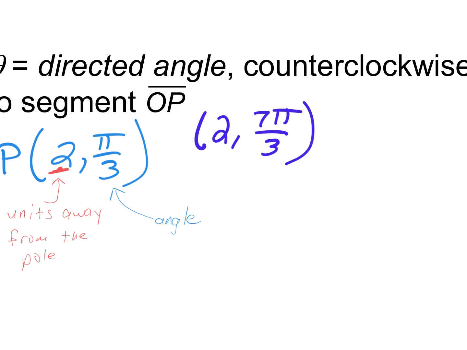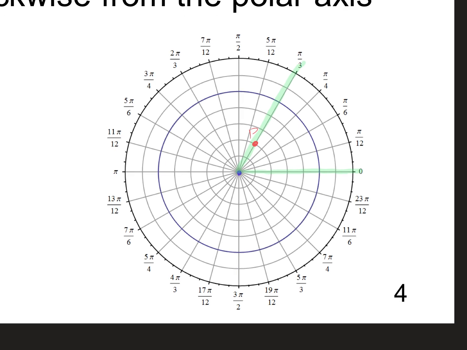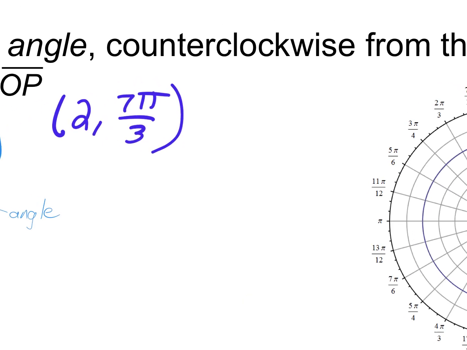So first thing we do is look for what? 7 pi over 3. So I look on my polar coordinate. Where is 7 pi over 3? I don't see it. Nowhere to be seen. Why is it nowhere to be seen? Think for a second. Why is 7 pi over 3 not on here? Because it's what? More than 2 pi.